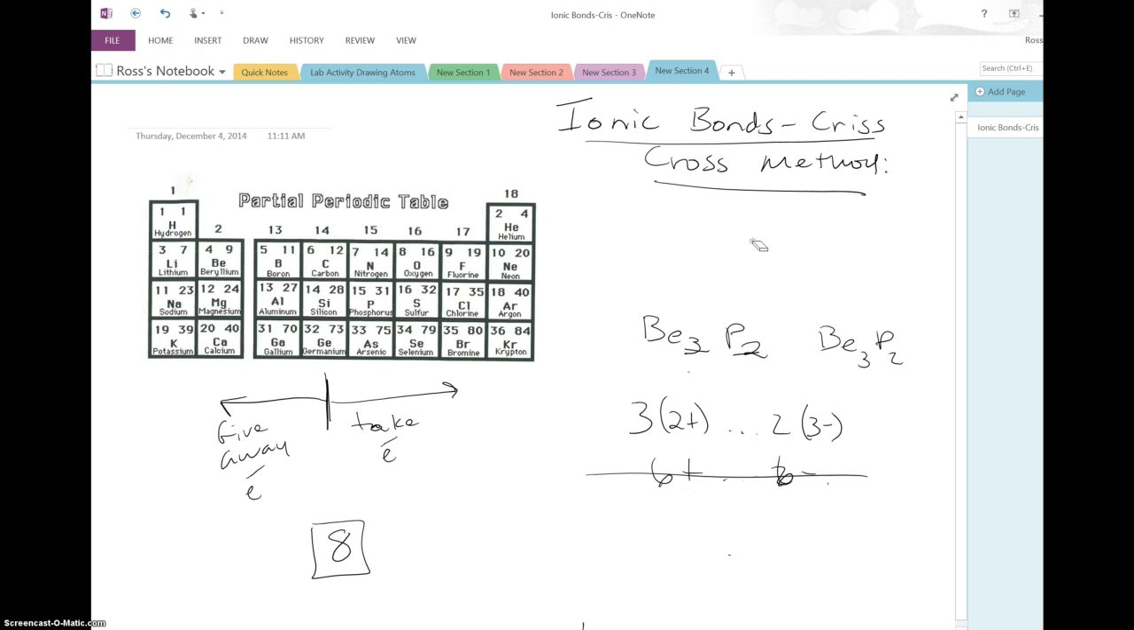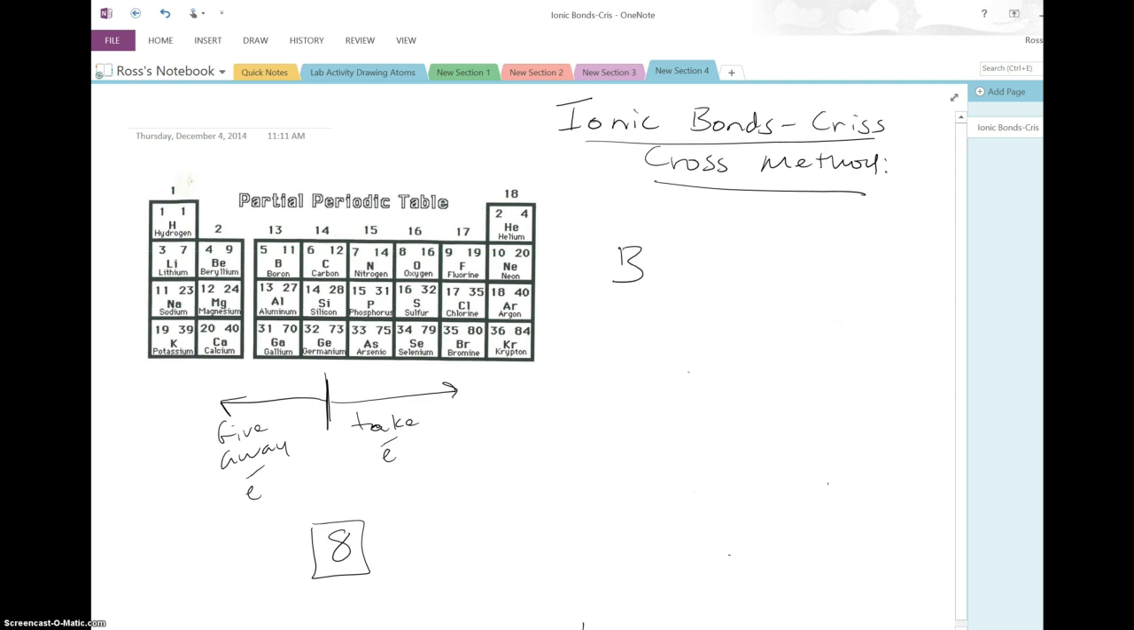I'll leave you with just a practice problem so that you can fill in on your own. Let's take boron plus fluorine. So you will rewrite it down here. Let's just erase that and write it neatly. You'll fill in what the charge is, and then you'll do your crisscross method.